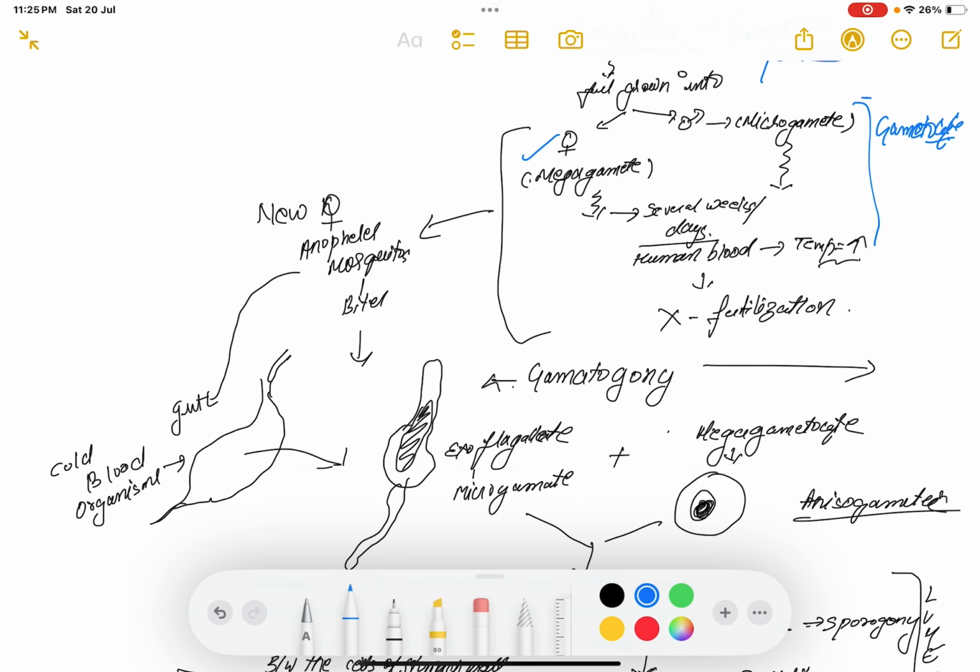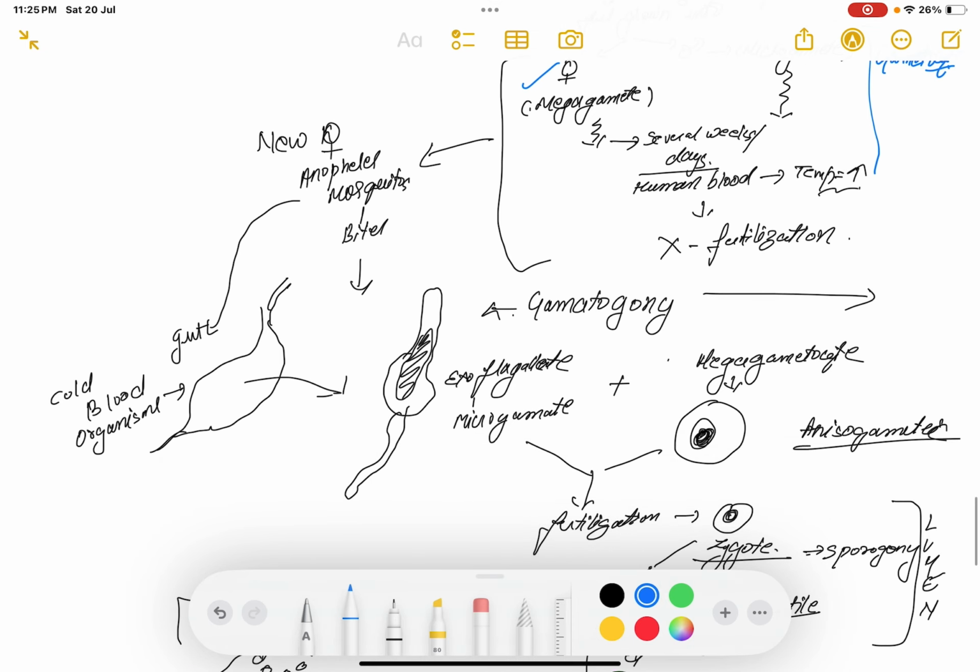These gametocytes are present in the blood but are inactive. There is no fertilization in the human body. In the human body only asexual reproduction takes place. One is multiple fission, where it is converted into many merozoites, and then trophozoites, and then the trophozoites form the gametocytes.